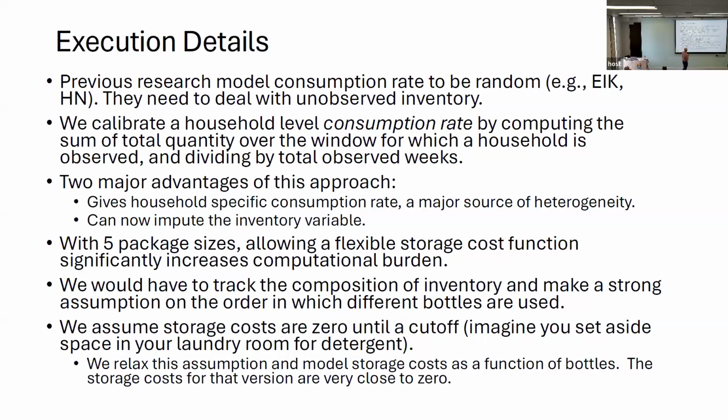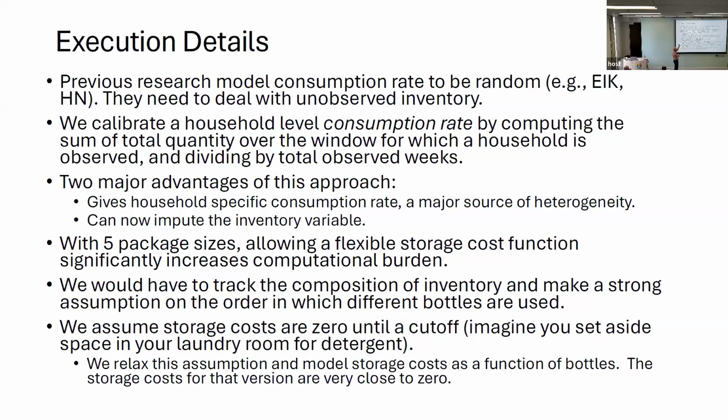In previous work, like Erdem, Imai, and Keane and Hendel and Nevo, people assume that consumers have random consumption needs every period. Now, one thing that we do differently is that we calibrate the household-level consumption rate. Instead of estimating random distributions, we calibrate it from the data, and we assume in our setting it's fixed every period. It's a simplifying assumption, obviously, but it actually buys us a lot.